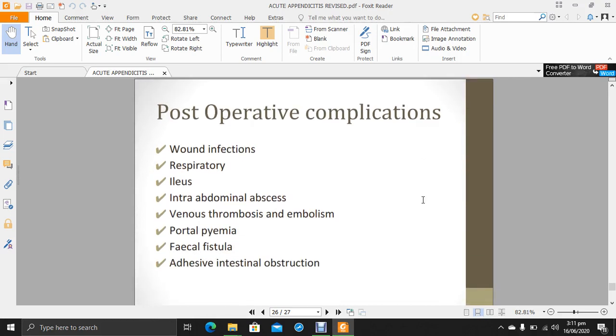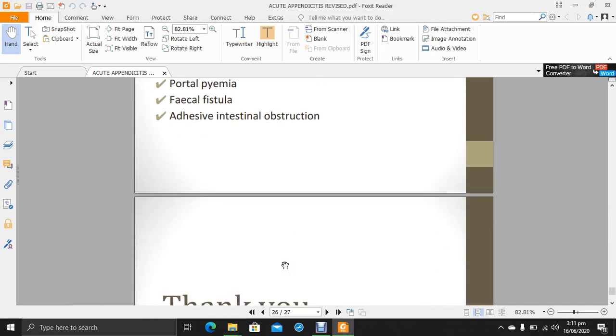Postoperative complications. These are because of surgery. The wound can be infected when the appendix is perforated or there is pus formation. A respiratory problem can be because of the anesthesia. Paralytic ileus can develop. Intra-abdominal abscess formation can happen, but when we suspect intra-abdominal abscess formation, we put a drain. Venous thrombosis and embolism, portal pyaemia, fecal fistula, and adhesive intestinal obstruction. This is a late complication.